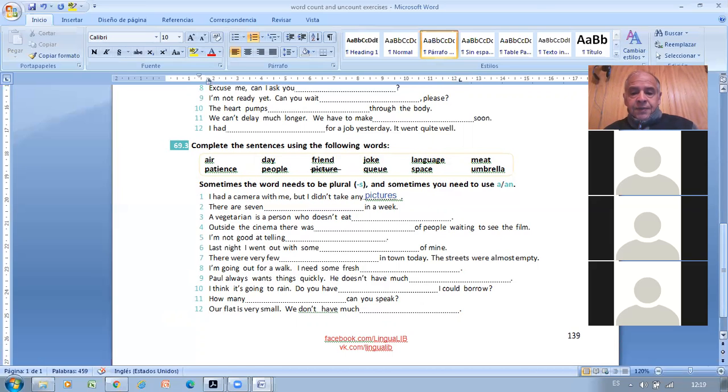Queue is the pronunciation. Okay, so in here, sometimes the word needs to be plural without the S, and sometimes you need to use a or an, that is to say singular. For example, I had a camera with me, but I didn't take any pictures. Yeah, I didn't take any pictures. Uno toma fotos, no toma foto, salvo que sea particular. Okay, now, in this case, number 2, let's say it is. There are 7 what in a week?